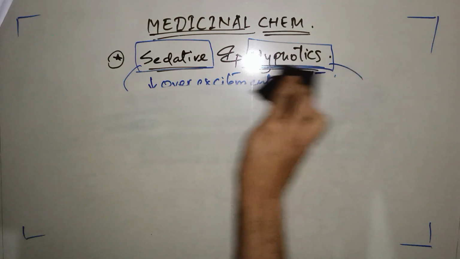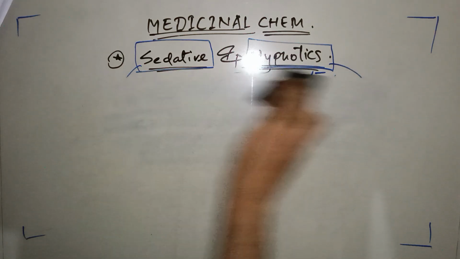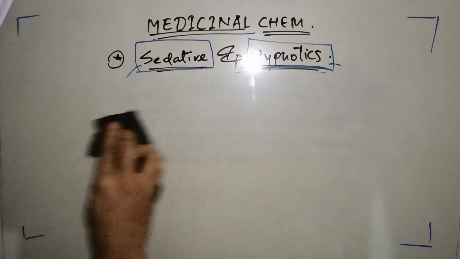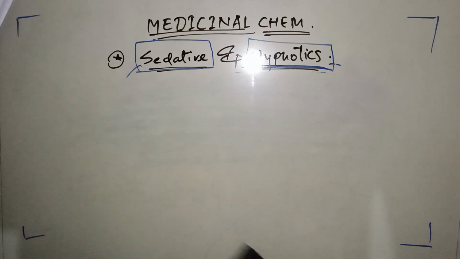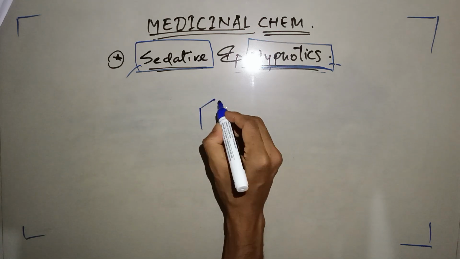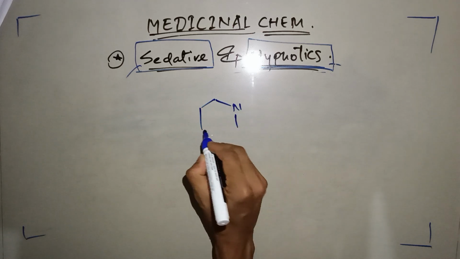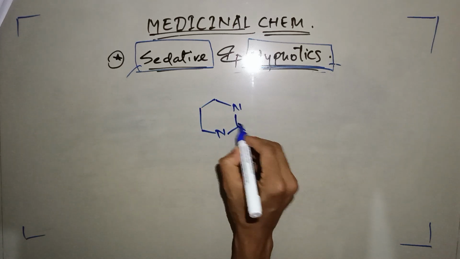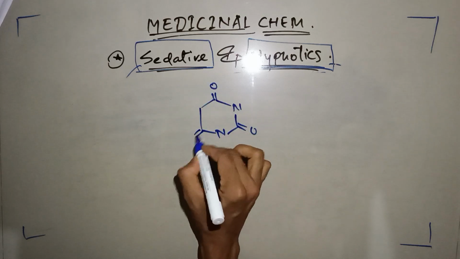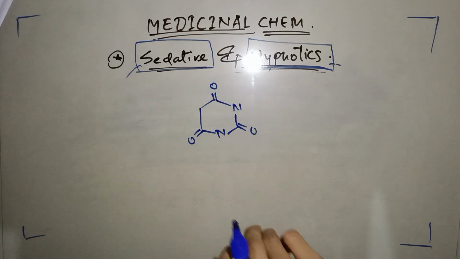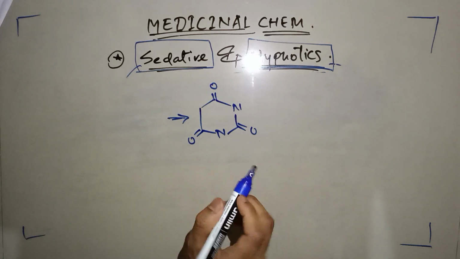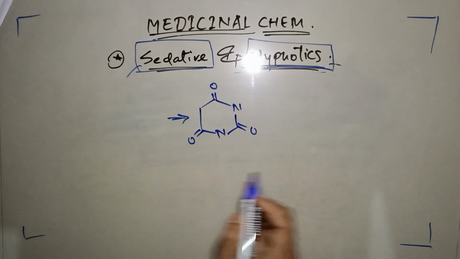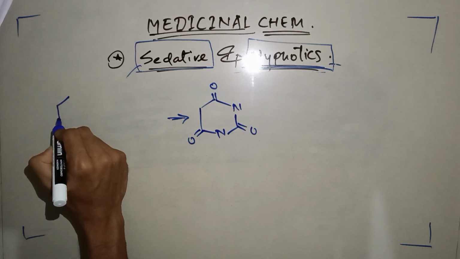But before learning the SAR of barbiturate, first we have to understand the barbiturate skeleton. That is, what is the basic structure of barbiturate. In the basic structure of barbiturate, you will get 2,4,6-trioxohexahydropyrimidine. Now I will tell you how this is. See, the structure of pyrimidine is like this.